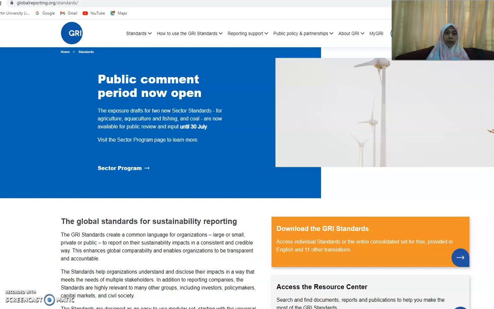Okay, Bismillahirrahmanirrahim. So we have looked into the GRI, the Global Reporting Initiative, and this is the international guideline on how to report on your CSR activities or your sustainability activities. We have looked into the guidelines. Currently, they are using the GRI standard.